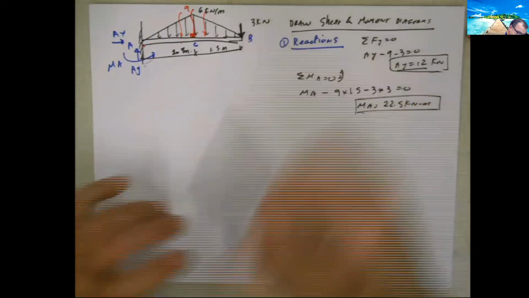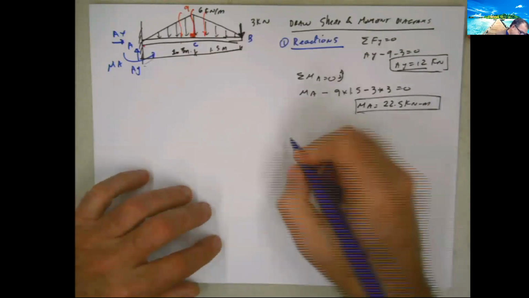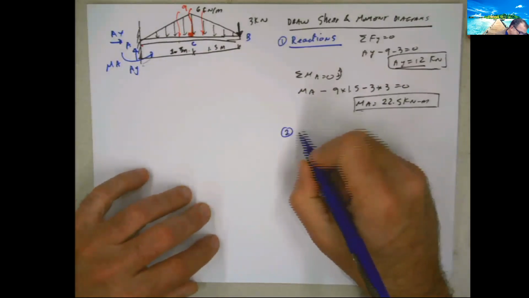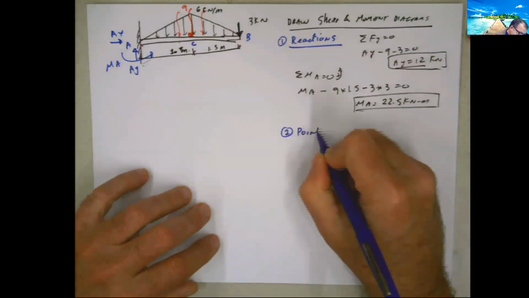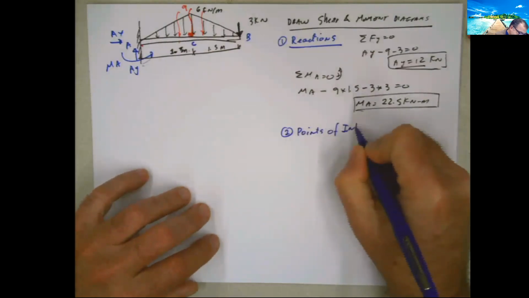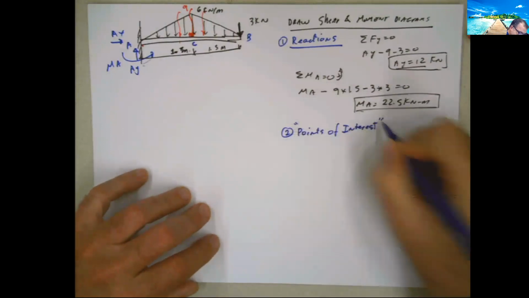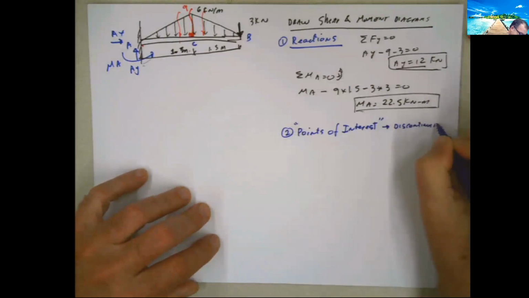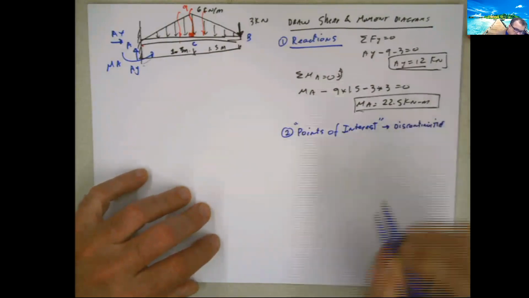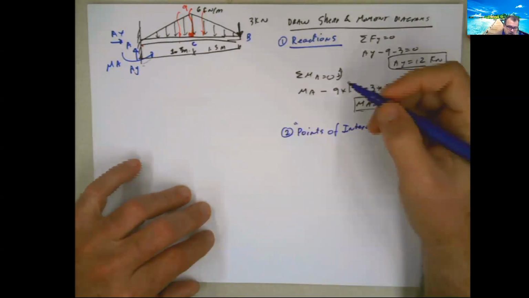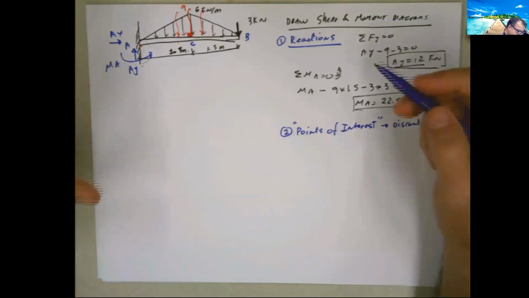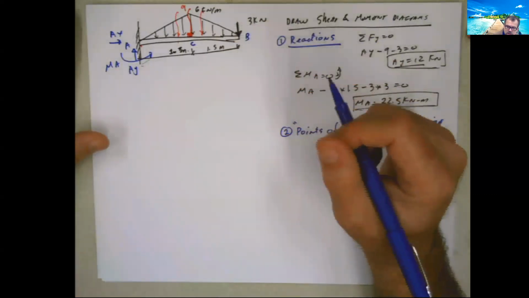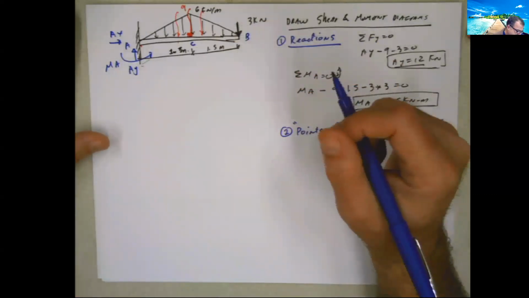Now, the next step is finding the points of interest, as I call them, which in reality are discontinuities. Discontinuities are those points where something changes, and those points are going to be really important because they are going to tell me how many cuts, how many sections, how many areas I should consider when I do the shear moment diagram. That's the first thing.